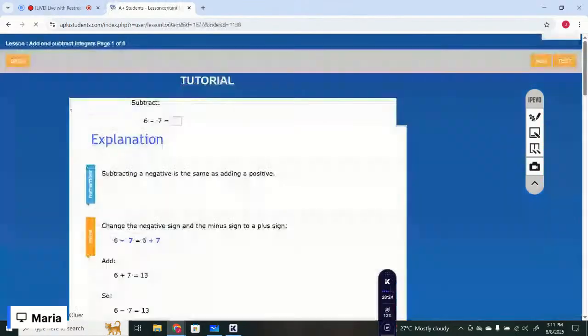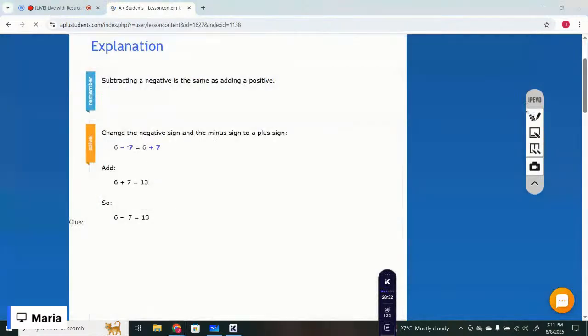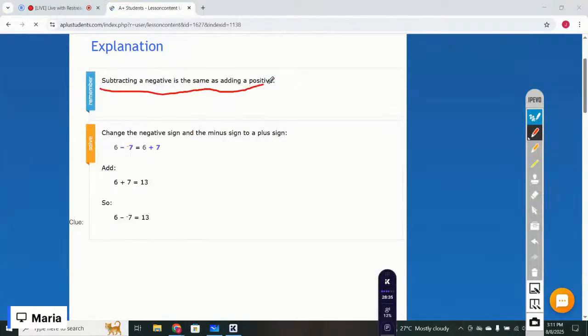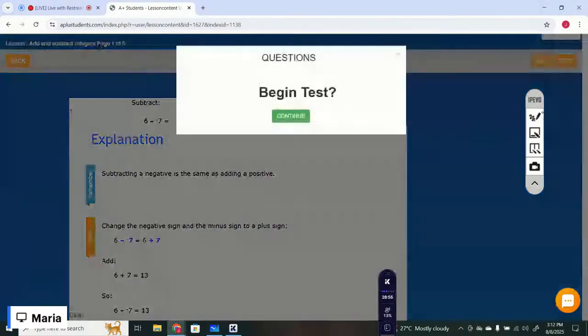Add and subtract integers. 6 minus negative 7. Subtracting a negative number is the same as adding. Subtracting a negative is the same as adding a positive. So 6 minus negative 7 becomes 6 plus 7. 6 plus 7 is 13. Let's just start with the test questions.